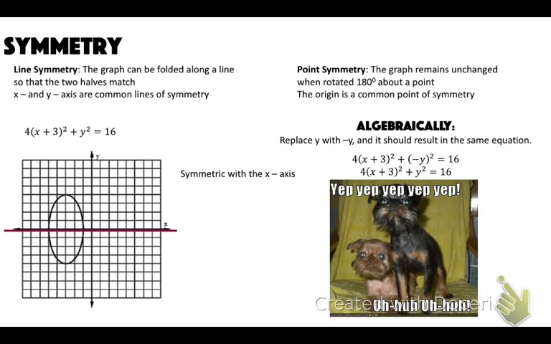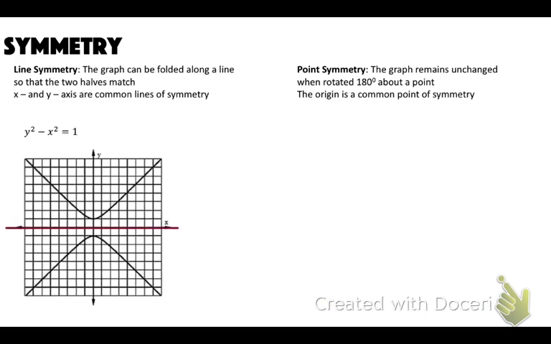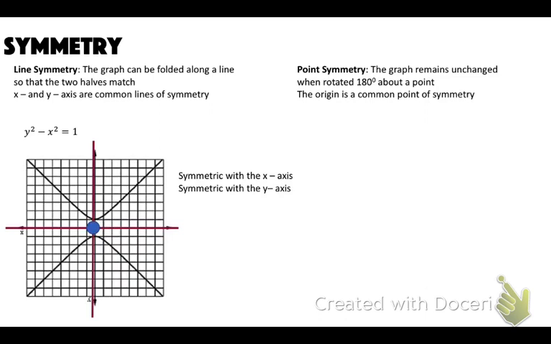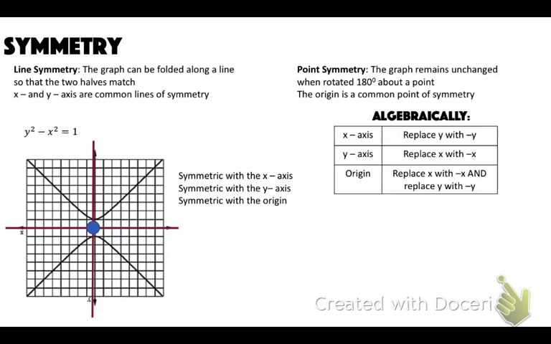Okay, this one. So this one is symmetric with the x-axis. It's also symmetric with the y-axis. And it's also symmetric with the origin. So it's all three. So that means we need to check all three. So remember, x-axis replace y with negative y. Y-axis replace x with negative x. And origin replace x with negative x and y with negative y. That's a very good table to write down in your notes.